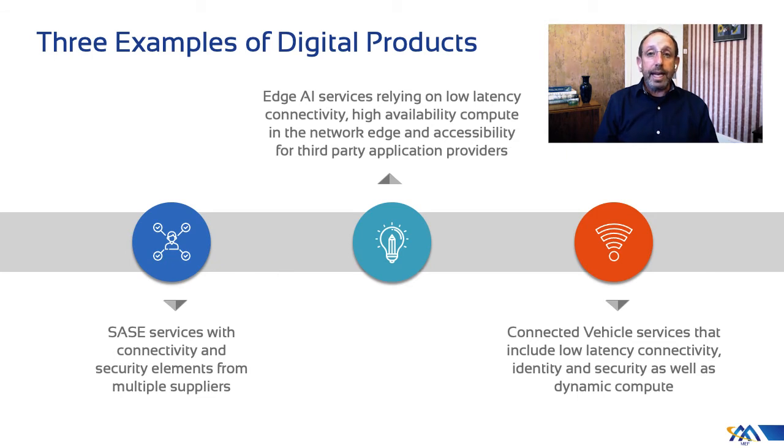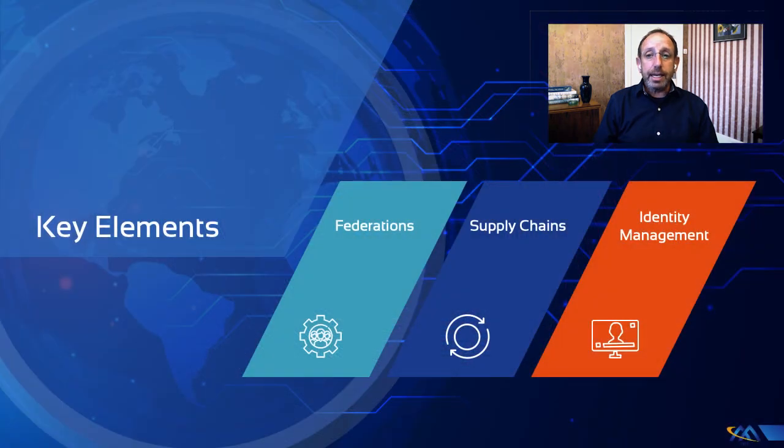So, what are the key elements in this environment of streamlined business life cycles? As we see it emerging in the market today, the three key elements that I want to touch on today, and were touched on earlier in the panel discussion, are the federations, supply chains, and identity management. So let me talk a little bit more about that.